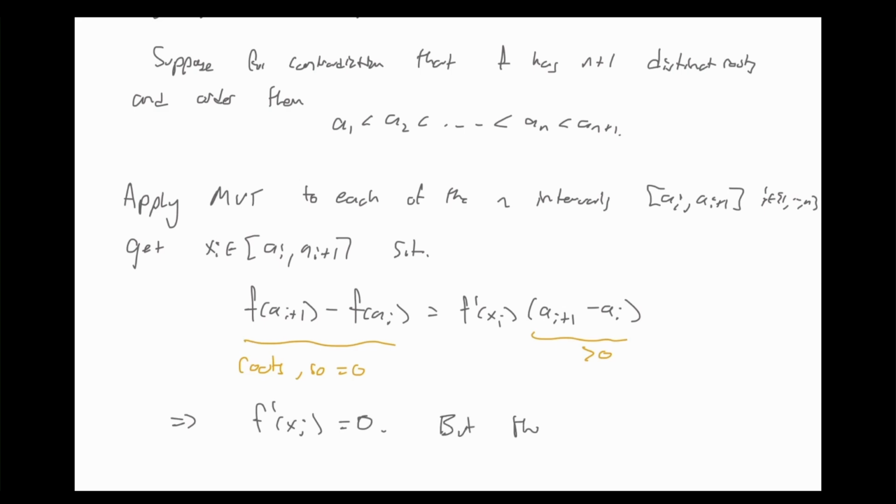But there's one of these for each interval, and there are n intervals. So this tells us that there are n distinct roots for the derivative, but this is a contradiction because we said that f prime is a degree n minus 1 polynomial, and that has at most n minus 1 distinct roots.